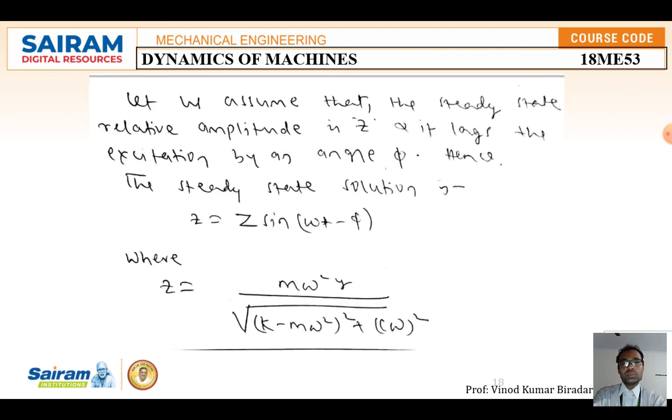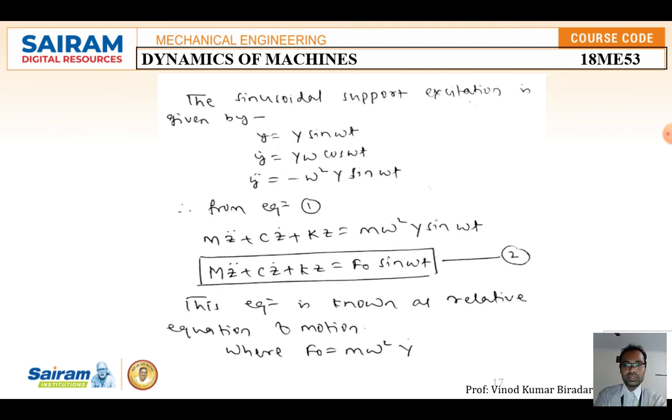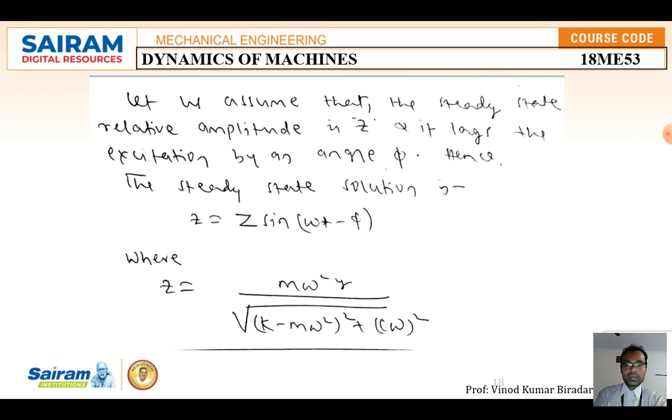Let us assume that the steady state relative amplitude is Z, and it lags the acceleration by an angle phi. Hence the steady state solution is z equal to capital Z sin of omega t minus phi, where phi is called the phase angle. Z, which we already derived, is equal to m omega square y divided by the square root of (k minus m omega square) whole square plus (c omega) square.